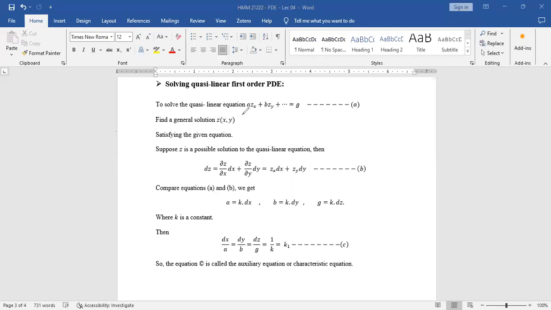To solve the quasi-linear equation that we have taken, let's say this is a small a, I have changed the number as A, B, C. So find the general solution z of x comma y. Our purpose is what? From the PDE, if we solve, we'll get z of x comma y, isn't it? This is equal to something. That's what our general solution is. So from this, we will get the solution z of x comma y which is satisfying the given equation A. You can write like this: satisfying the given equation A.